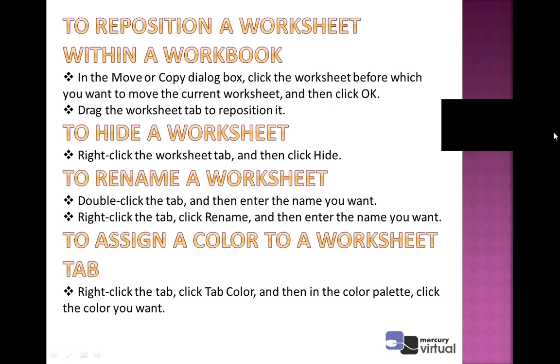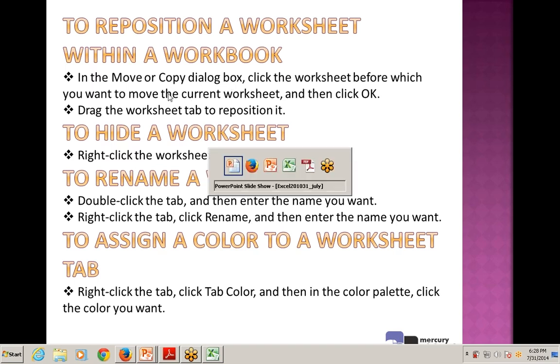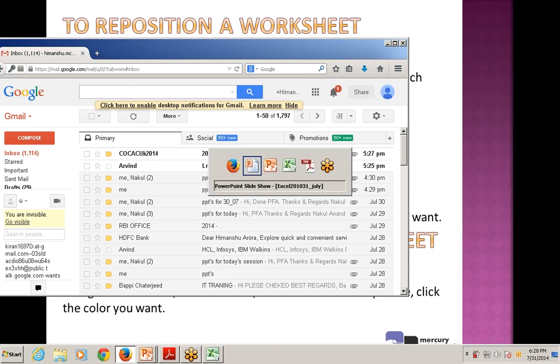Next point says how to reposition a worksheet within a workbook, means how to change the position of the worksheet once it is moved. In the move or copy dialog box, click the worksheet before which you want to move the current sheet and then click OK. Or drag the worksheet tabs. Whenever I want to reposition the worksheet, simply drag it with the mouse and drop it wherever you want. Then next is how to hide a worksheet. This is another topic. First of all, let's see the practical way of move or copy.